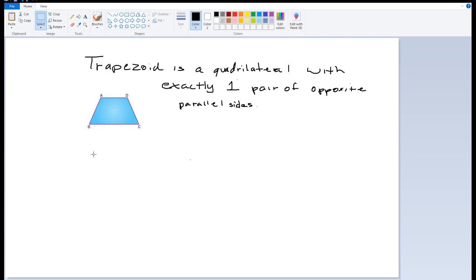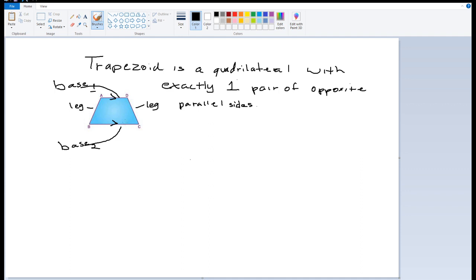So in this example we have trapezoid ADCB, and we know that there's only one pair of opposite sides that are parallel. And that's basically the definition of a trapezoid. The two sides that are parallel, we call them the bases. So we can call this base 1, and we can call this base 2. The two other sides that are not parallel, we call these the legs. Leg 1 and leg 2.